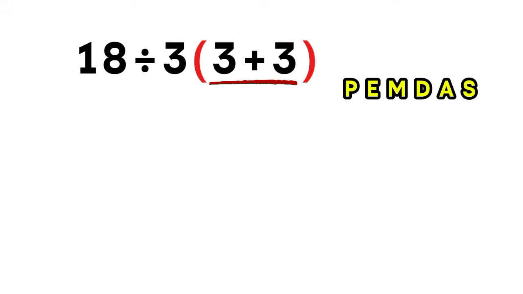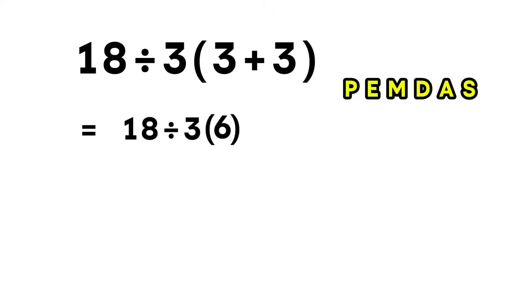3 plus 3 equals 6. Now the expression transforms into 18 divided by 3 times 6. Here comes the twist. Some people jump to multiplication first, but PEMDAS doesn't say multiply before divide. It says left to right.